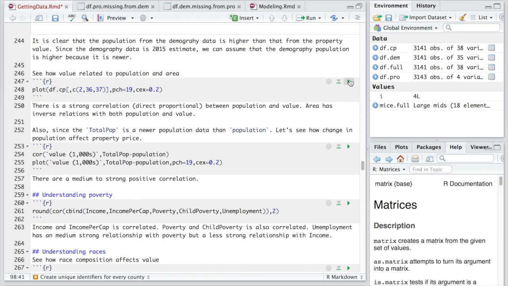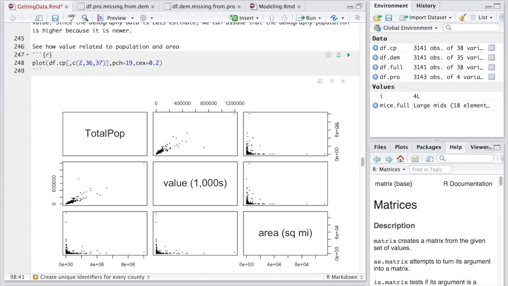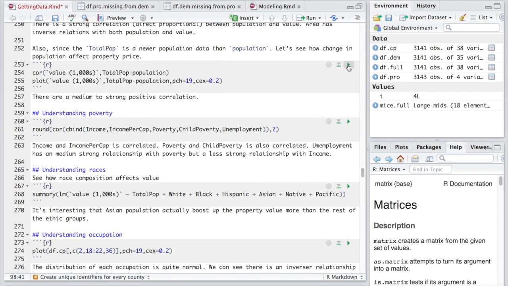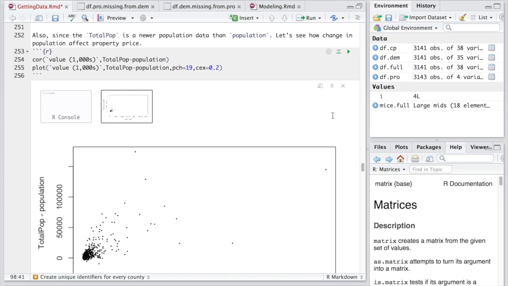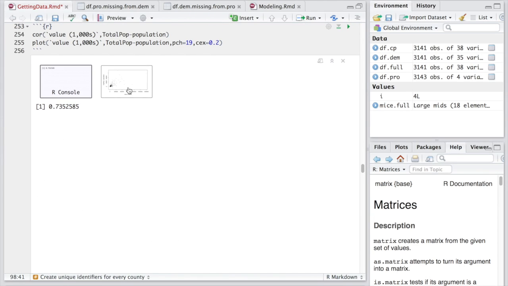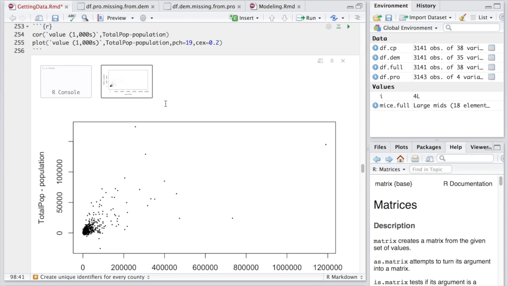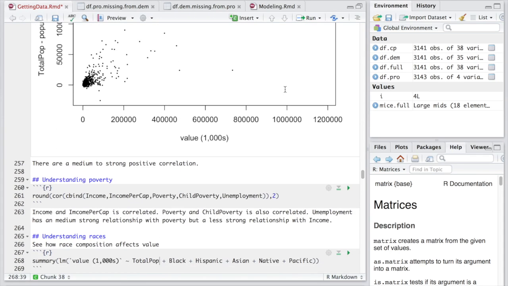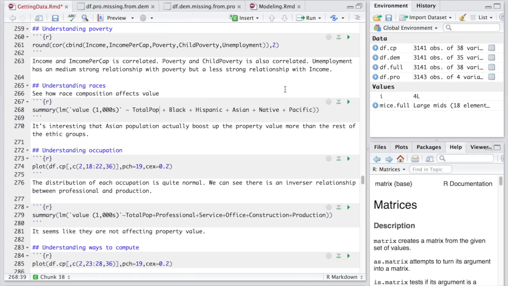If we plot the population against the property values and area, we can see the population data is directly related to the values, but the area is inversely proportional to the value. And if we compare the property values and the change in populations, we can see there's a rather strong correlation between them. Then, let's move on to other data in the datasets.